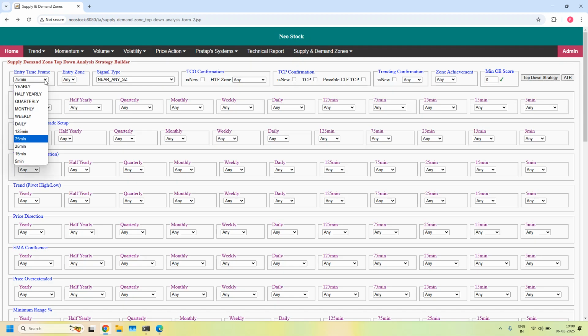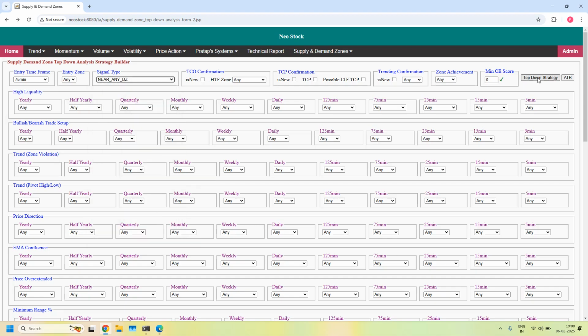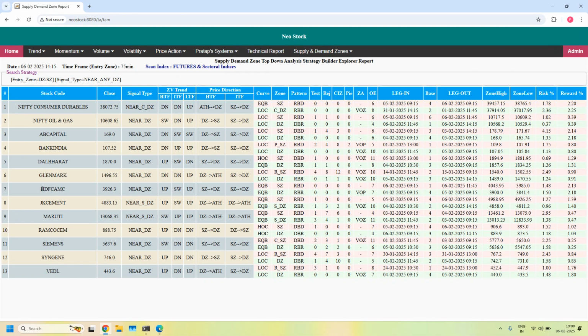Next time frame is... we need to identify high liquidity zones also. For stocks near 75 minutes demand zone, we have 13 stocks. Let us identify high liquidity demand zones, 75 minutes demand zones. First one is Nifty Consumer. It is not listed in F&O. I am ignoring it.